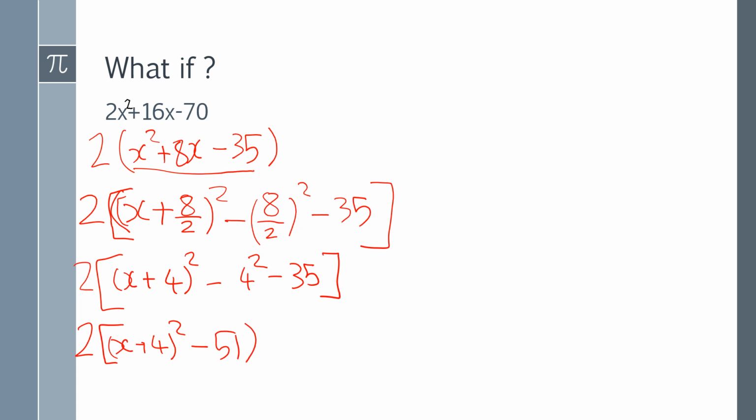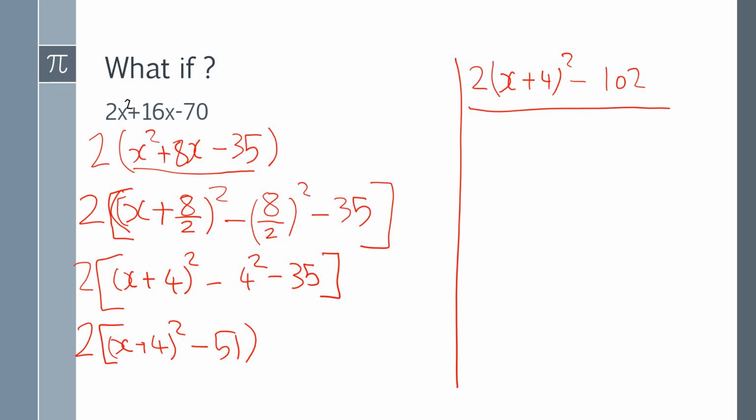And then you expand it. So what I mean is you multiply by 2 inside. So 2 times x plus 4 squared minus 102. So the turning point of this will just be the negative of that, which is minus 4, and the y coordinate will just be the same, minus 102. So that is the turning point.